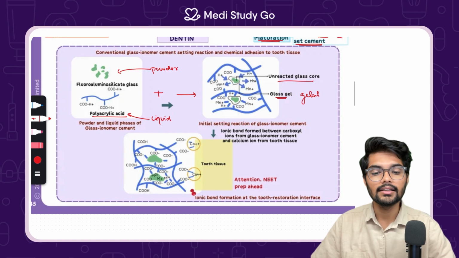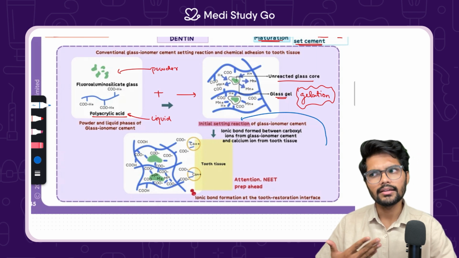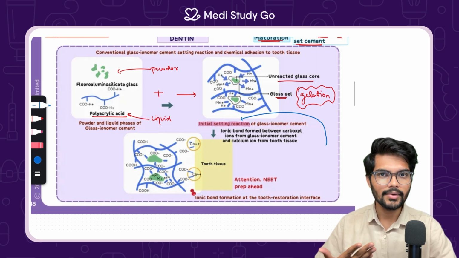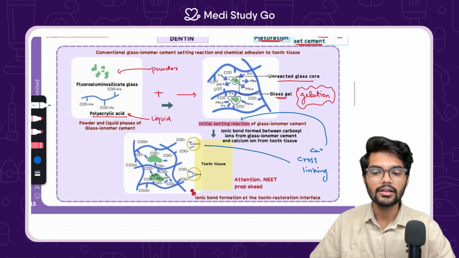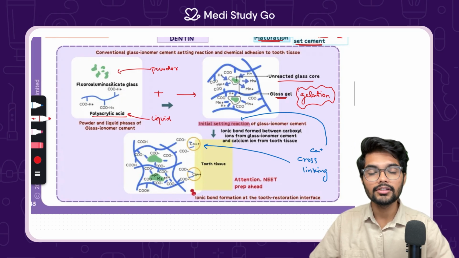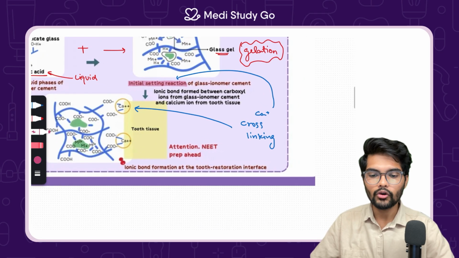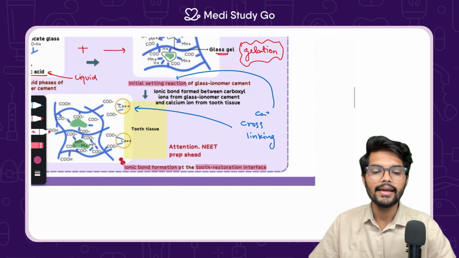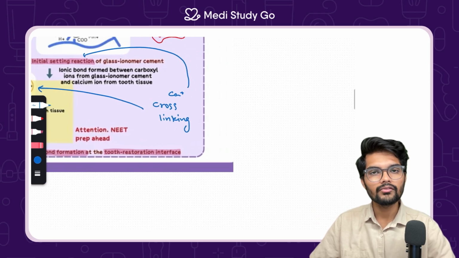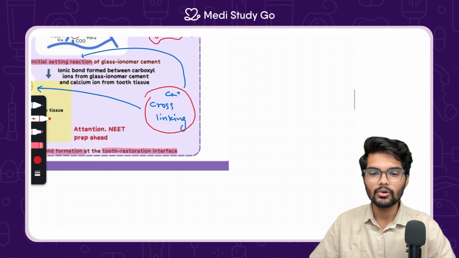This initial setting reaction of glass ionomer cement is characterized by calcium cross-linking, which can be seen here in this bottom picture. So this basically targets the hydroxyapatite in the tooth structure, and that is how a strong chemical bond is formed. These bonds, by the way, are ionic bonds which occur at the tooth restoration interface. This is one of the important points you need to understand about GIC. Let us again go through the setting reaction.